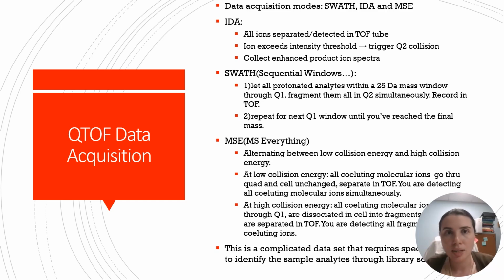There's also MSE or MS everything, where you alternate between low collision energy, where very little fragmentation happens, and high collision energy, where all the ions are fragmented and they all coelute and go through the quad and cell and separate into the TOF. As you might imagine, this is a very complicated data set, regardless of which mode you use. It's a complicated data set that requires specialized software to identify the samples.